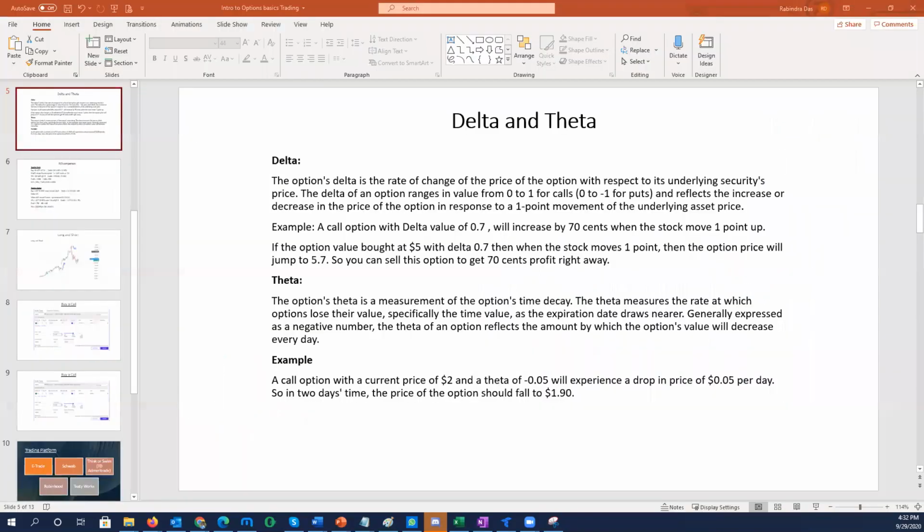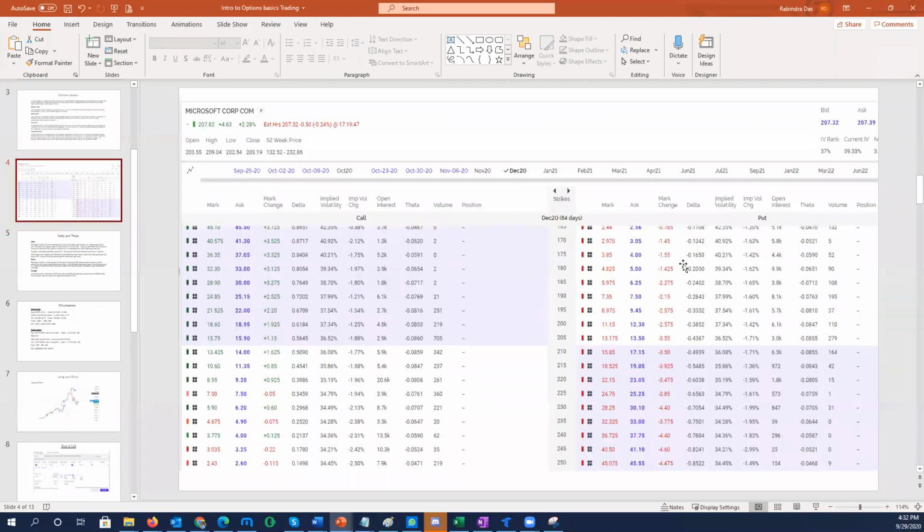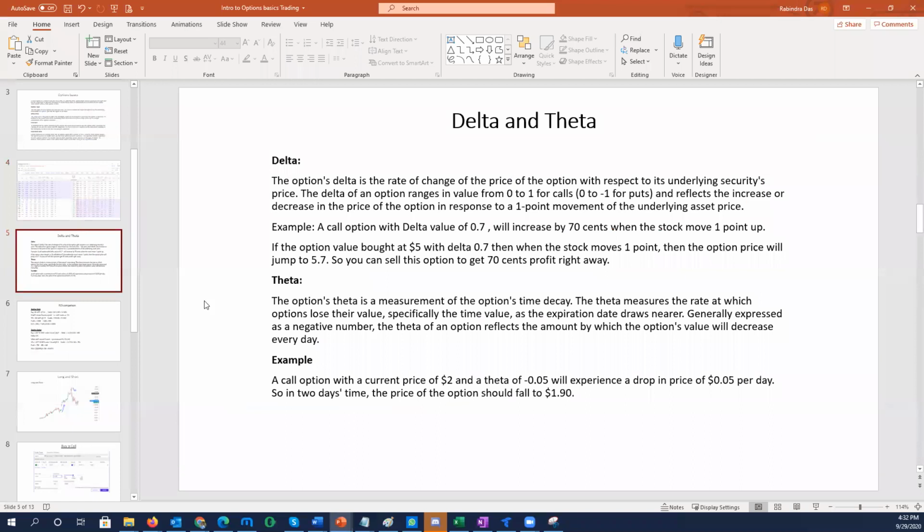Okay, so let me go to the slide again. So this is a little bit about whatever I showed you. So basically call options, put options, then delta and theta.